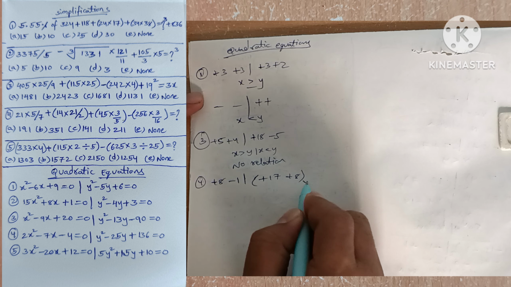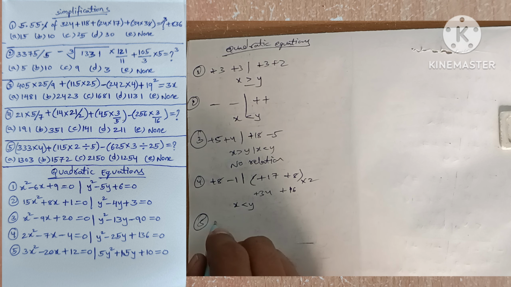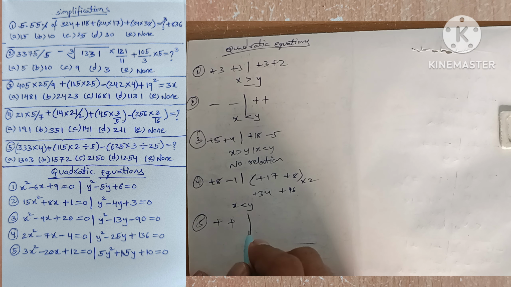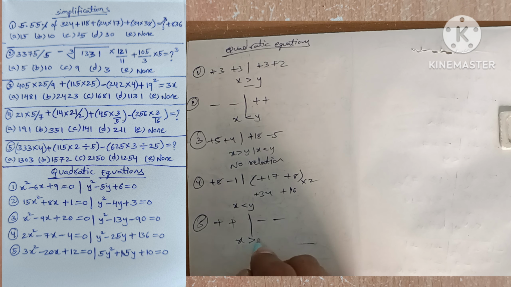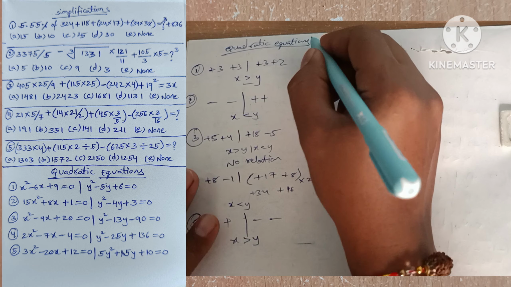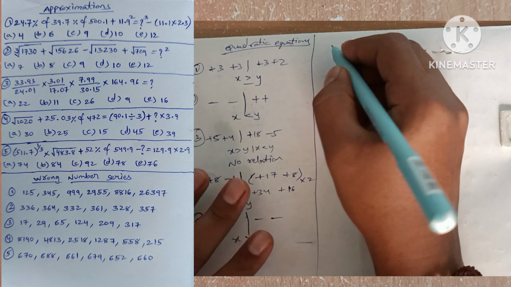Fifth one, 3x square minus 20x plus 12 equals to 0. Here the roots are positive. 5y square plus 15y plus 10 equals to 0. Here the roots are negative. By comparing these two, x is greater than y. Now we are moving to approximations.